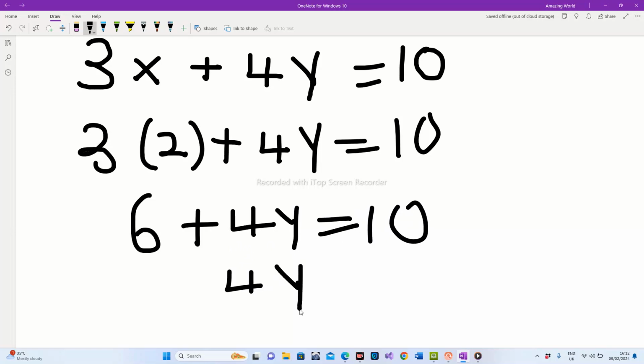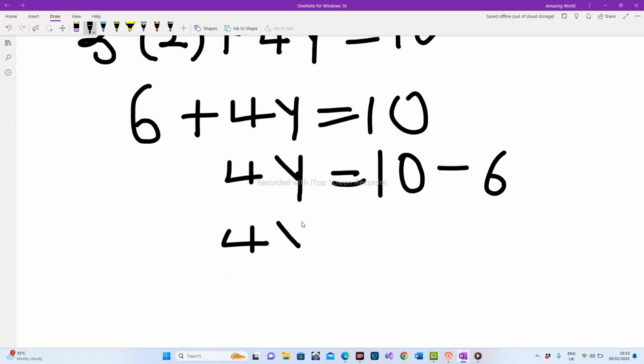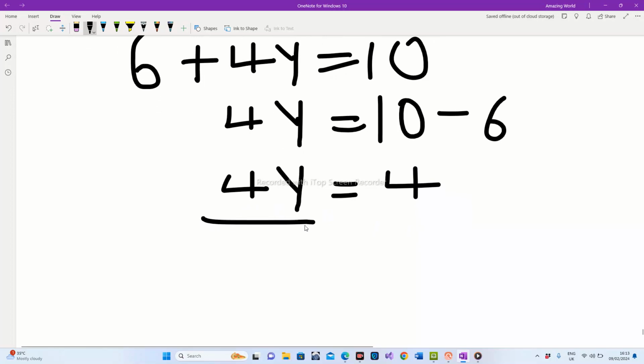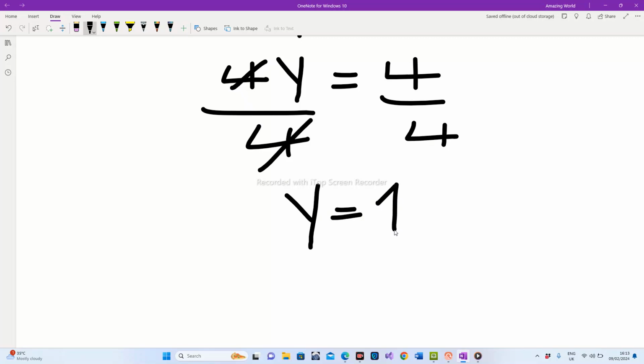We have to collect like terms. So 4y equals 10 subtract 6. Remember, the positive 6 coming over to the other side becomes negative. Then we are left with 4y equals 10 subtract 6, which equals 4. And if you have been following me in my tutorial series, you should know why we are dividing both sides by 4. So we are dividing with the coefficient of y, which is 4, and we have that y is equal to 4 divided by 4, which equals 1.